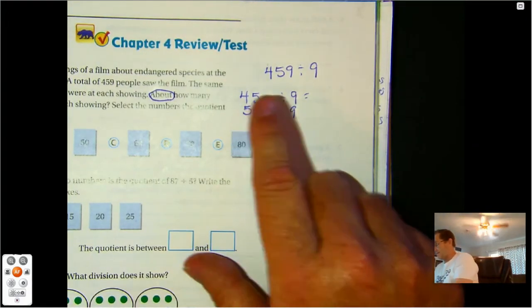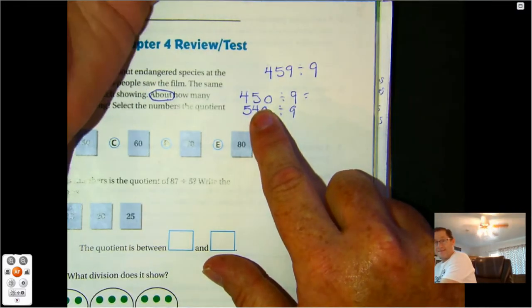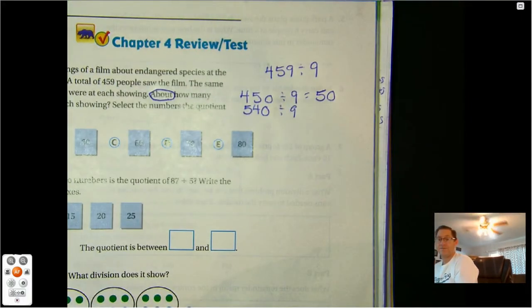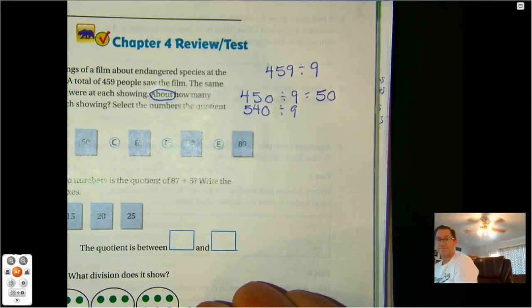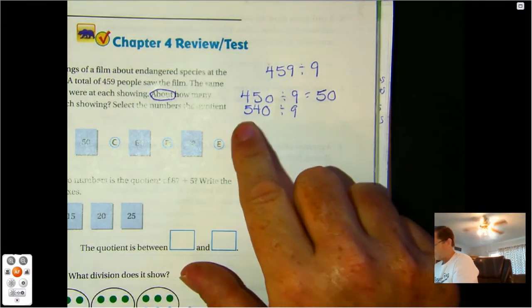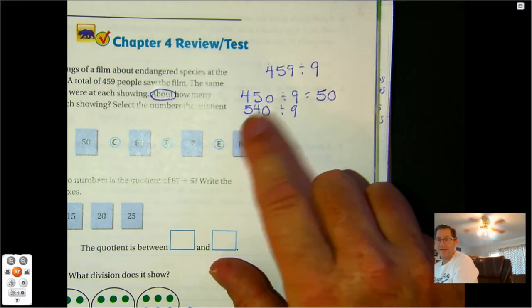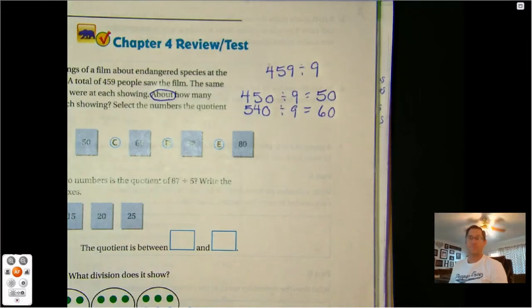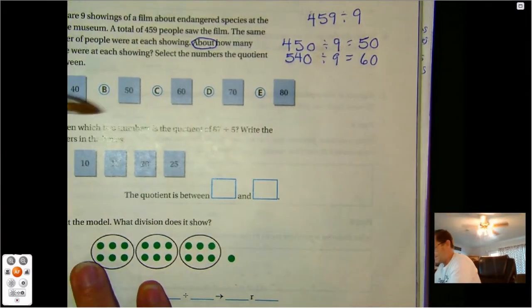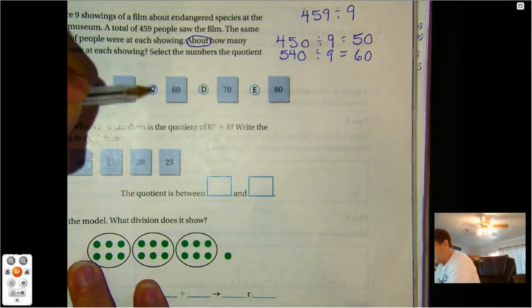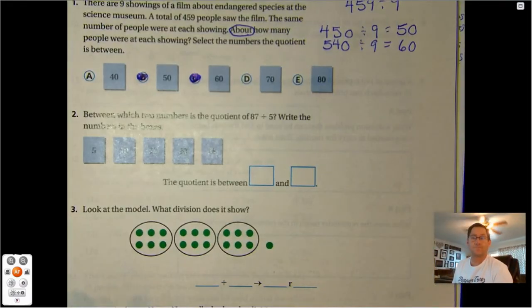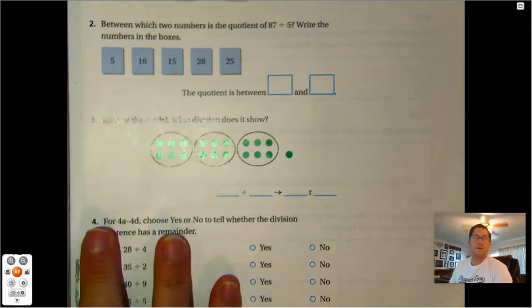So 45 tens divided by 9 is 50 tens. 5 times 9 is 45, so 50, I mean. 54 divided by 9 is 6 tens, so 60. So our answer is between 50 and 60.